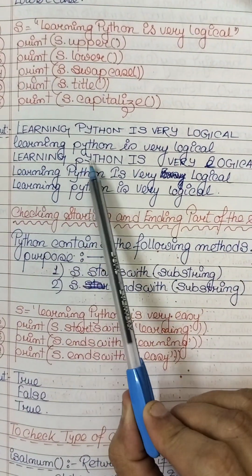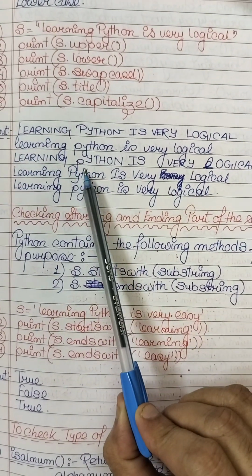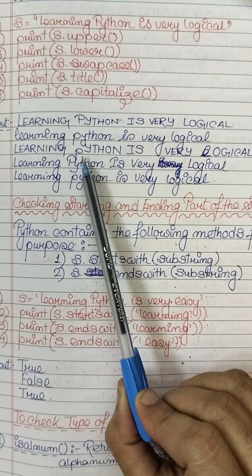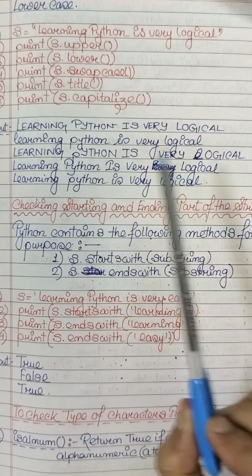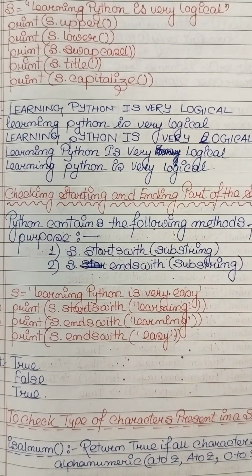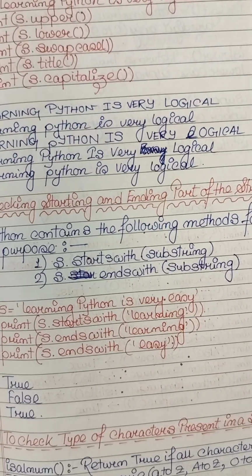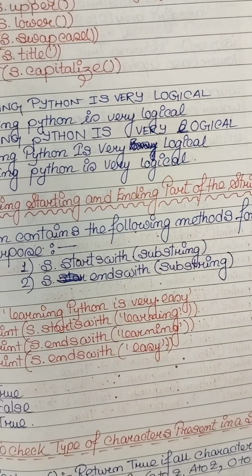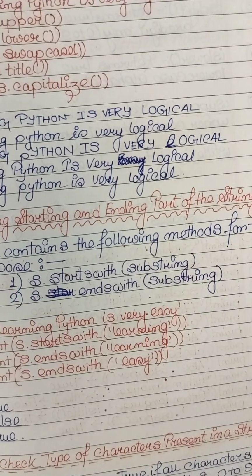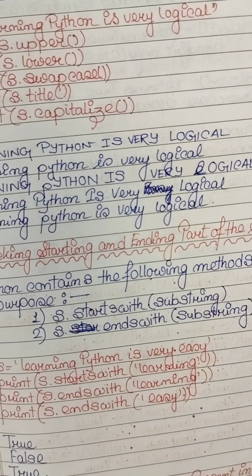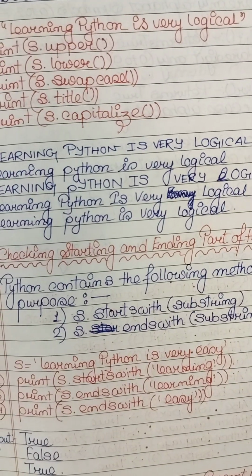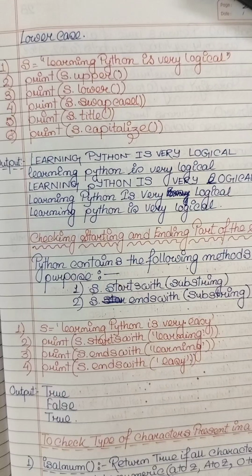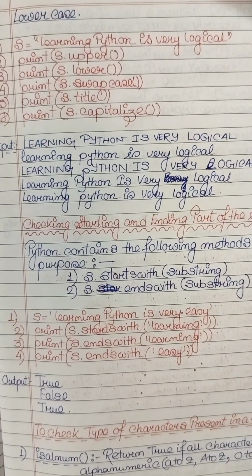See, in learning the L is capital and the P is small, because swapcase converts all lowercase characters to uppercase and all uppercase characters to lowercase. Okay. Next, print S dot title: Learning Python Is Very Logical. Okay, S dot capitalize: Learning python is very logical.